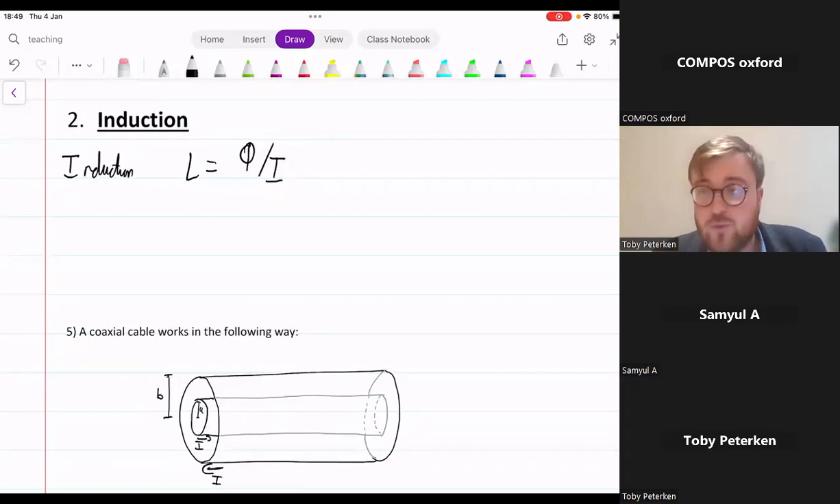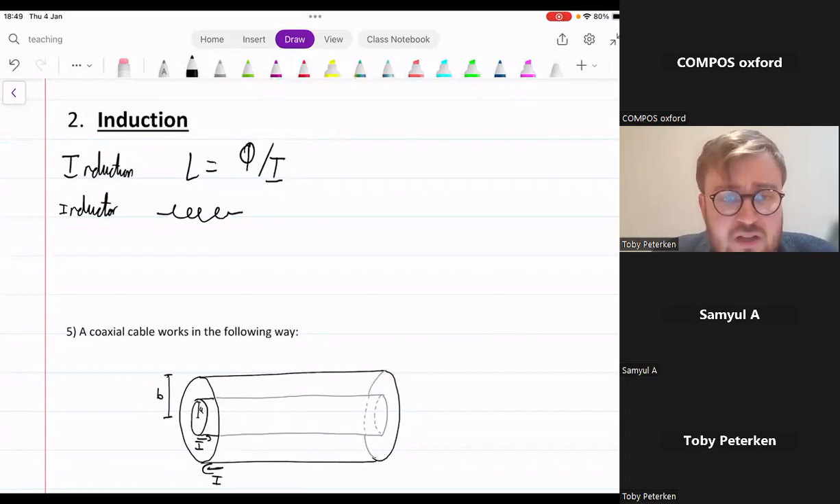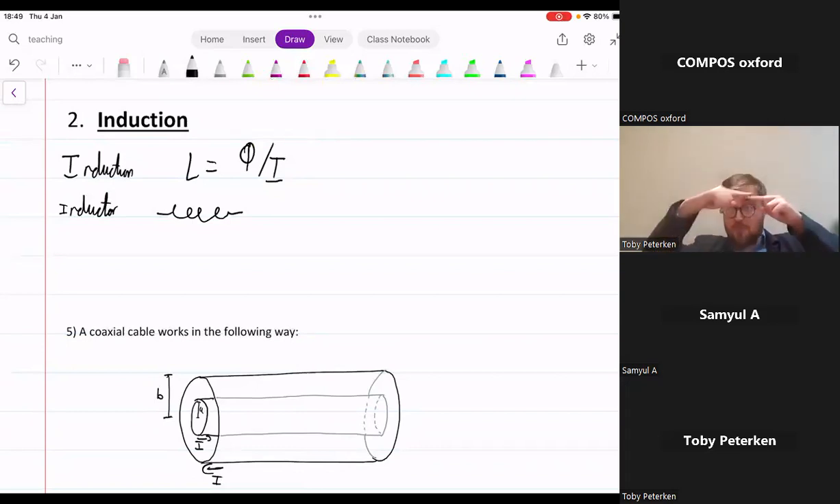And now why is this useful? In circuits, you have something called an inductor. An inductor looks like this because it's a coil of wire, or quite often in real life, that's a terrible drawing, but it should be neater than that. So you have a coil of wire called a solenoid. As you pass a current through it, it creates a magnetic field. So there's flux through this coil of wire.